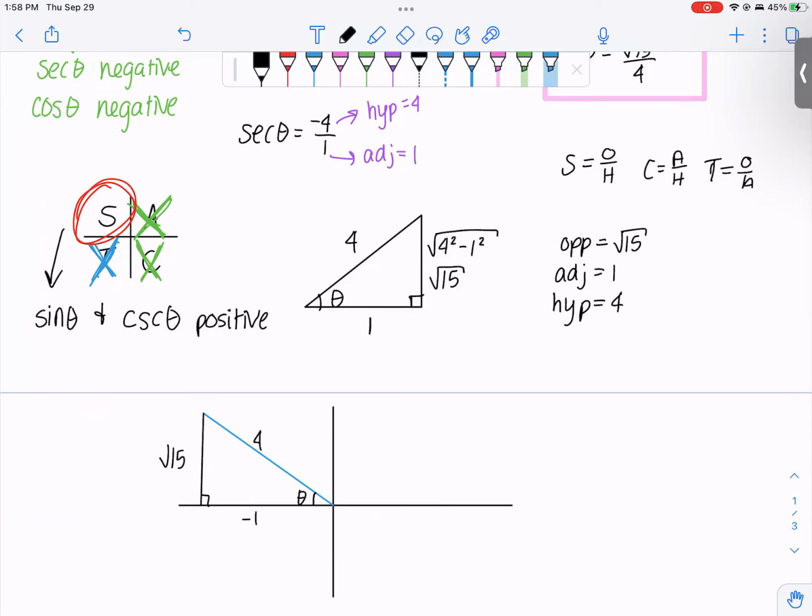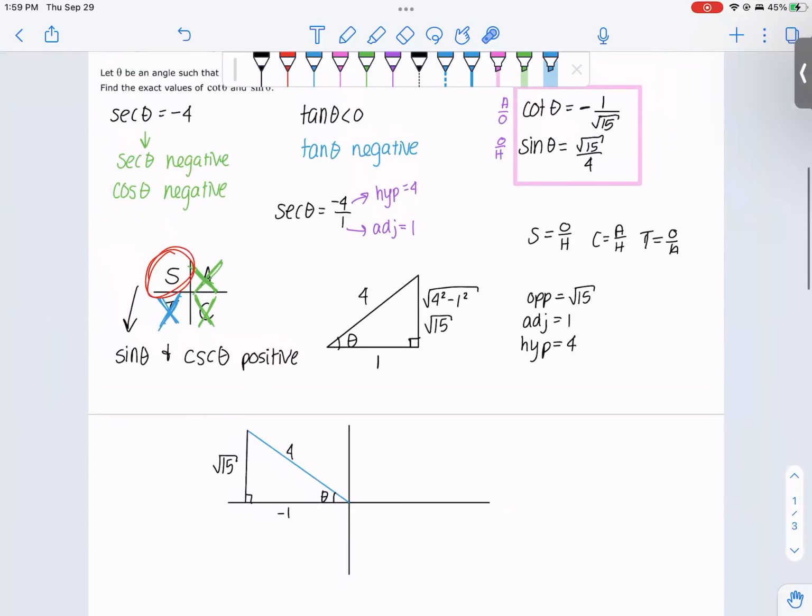And then the negatives take care of themselves, because this is negative. So if we do adjacent over opposite, it'll become negative. So you can do it that way, I guess. I don't like the idea of triangles having negative side lengths. I think that's a bit weird, but it's up to you.